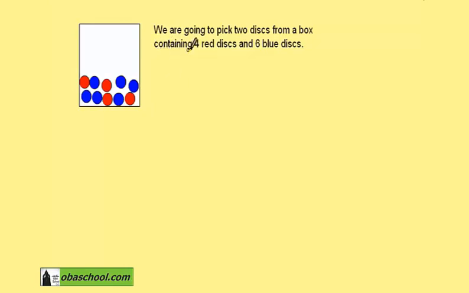We are going to pick 2 discs from a box containing 4 red discs and 6 blue discs. There's 2 situations here. Firstly, we could pick a disc, note its colour, then put the disc back into the box, pick a second one, and note its colour.